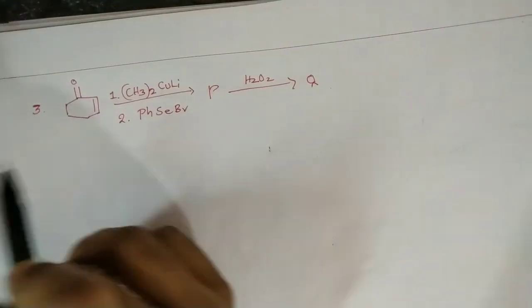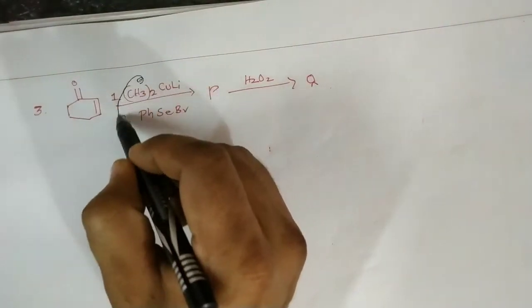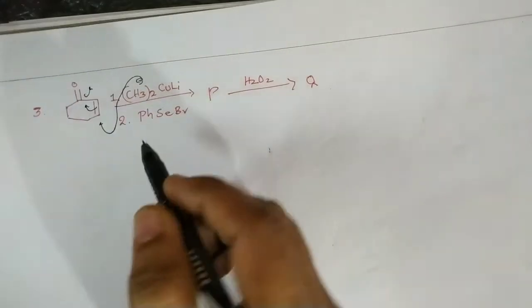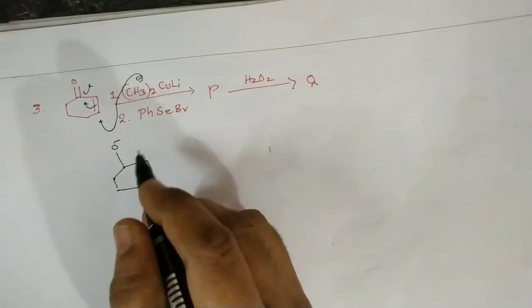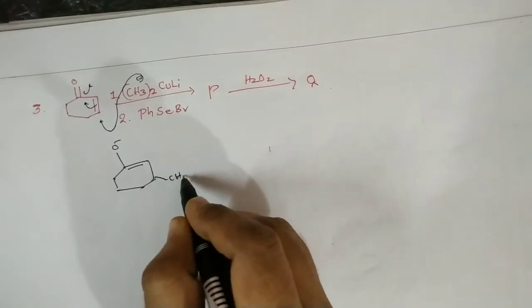Next, this one. Here Gilman's reagent. Generally Gilman's reagent approaches this one. That means it is involved in a 1,4 addition reaction. So here 1,4 addition reaction, O minus, double bond, CH3.